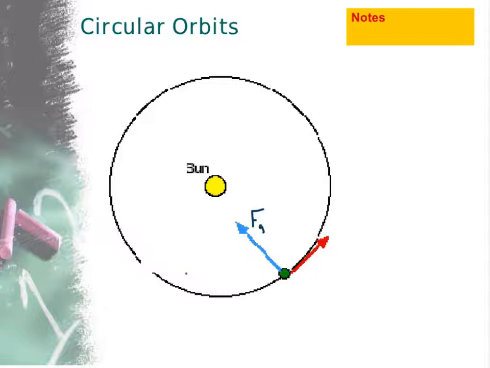The force that's providing the centripetal acceleration of our Earth around the Sun, or any other planet around the Sun, or the Moon around the Earth, or satellites around the Earth, that centripetal force is gravity.